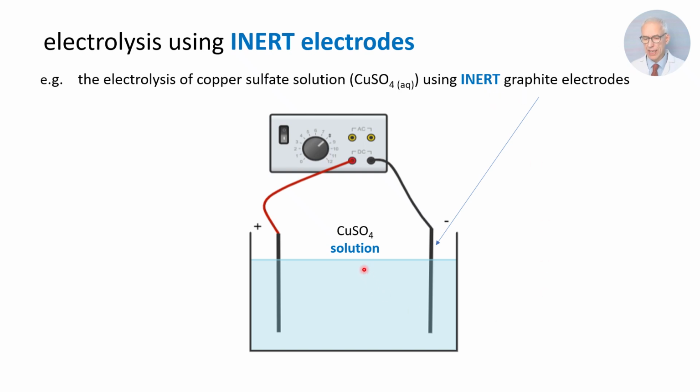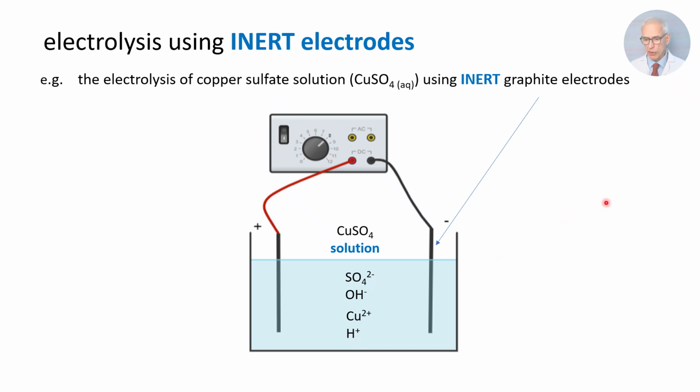Stop the class and list the 4 ions present in aqueous copper sulfate. Come back to check against my list. Okay, so 2 negative ions, sulfate from the salt and hydroxide from water. 2 positive ions, copper from the salt and hydrogen ions from water.